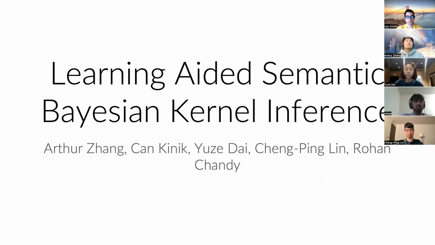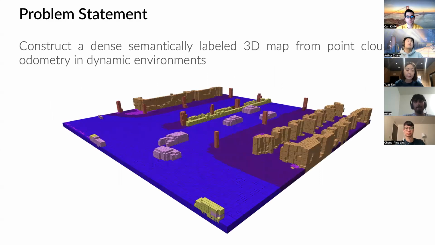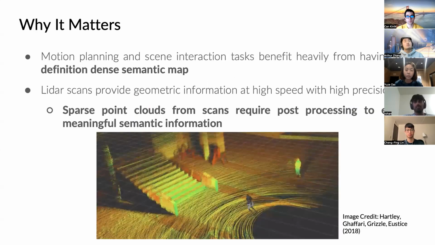Hi everyone. Today we'll be talking about our project, Learning-Aided 3D Semantic Bayesian Kernel Inference for mapping. The problem that we wanted to address was how to construct a dense semantically labeled 3D map purely from a point cloud and odometry in dynamic environments. The reason why this matters is that motion planning and scene interaction tasks in robotics often benefit heavily from having a high definition, dense semantic map.